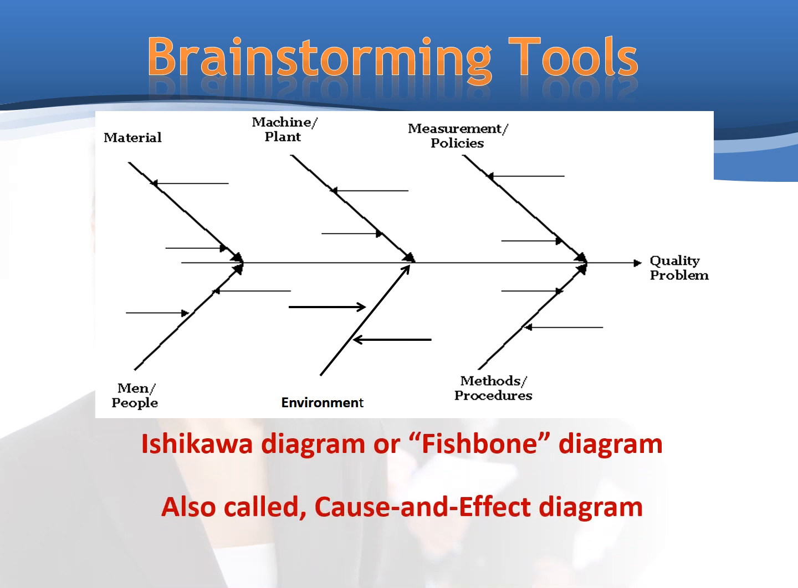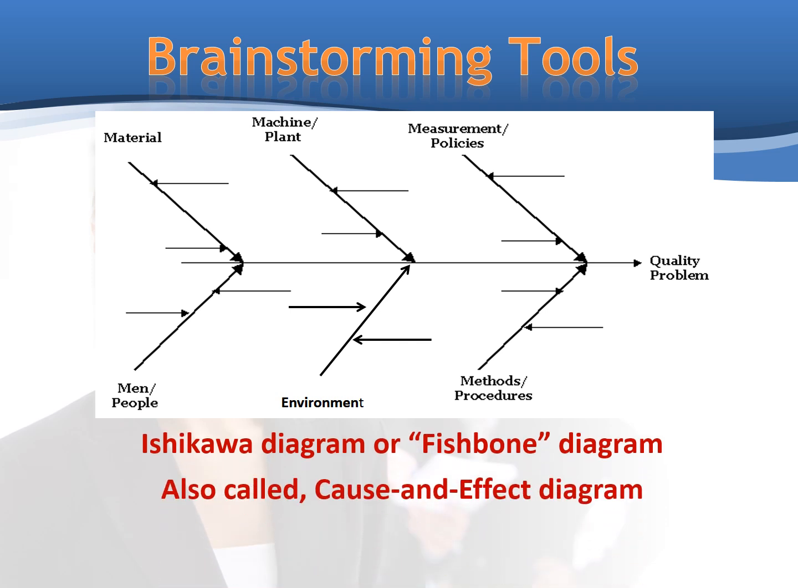Here, you would list out all the problems that could be related to material, machine and plant, any of the measurement or policies, men or people, the workforce, the environment in which it's produced, and the methods or procedures. You put your quality problem here, and you brainstorm all the possibilities that could be causing the problem.